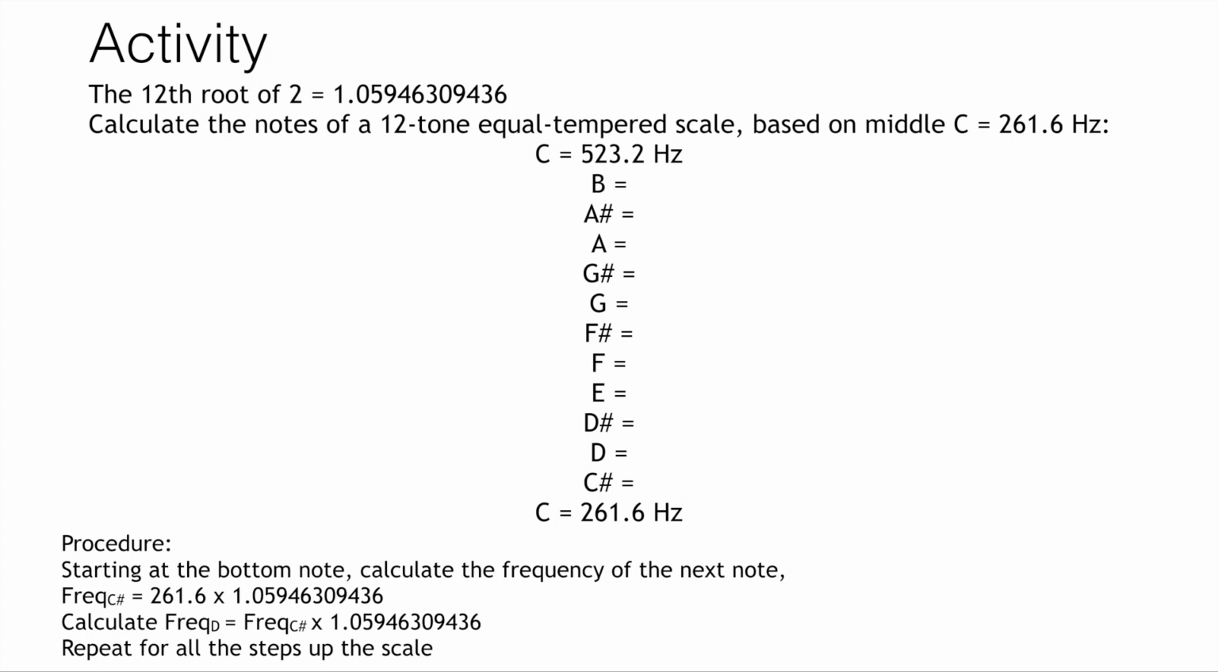261.6. So we start at C, multiply 261.6 times the 12th root of 2, and that will give us the frequency of C sharp. And then we repeat that process all the way up the scale. One thing to note is because we've rounded off our C to be 261.6, our A, which we expect to be 440, isn't quite, but that's okay.